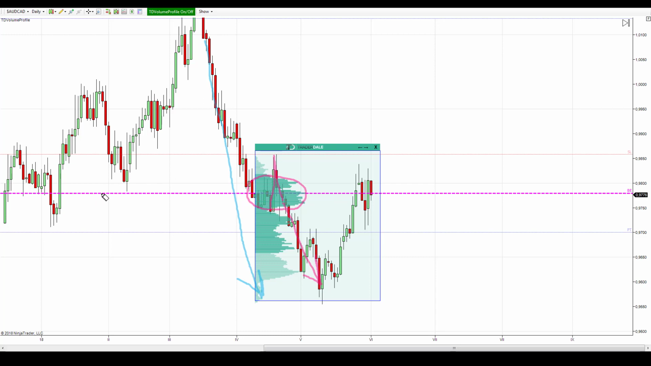What I also like about this level was that it was very strong support. You can see that the price went to that level and turned exactly at the level. So this was a very strong support zone, and when the price went past the support zone in this area, this support zone became a resistance zone. Not only do we have a volume setup in this area, we also have a support becoming resistance setup in this area. So this was the reason for the short trade I had there.